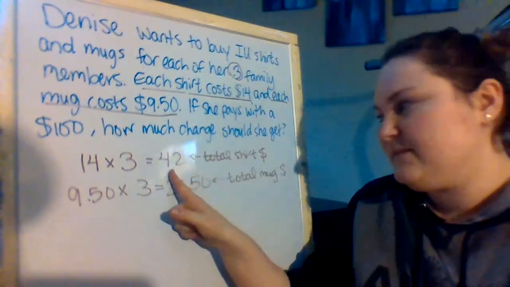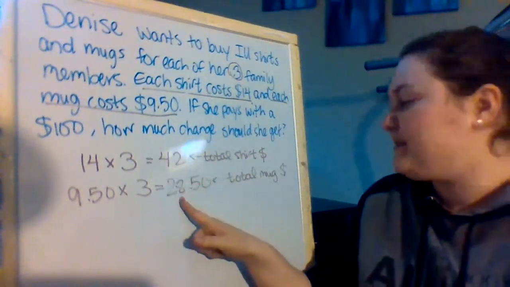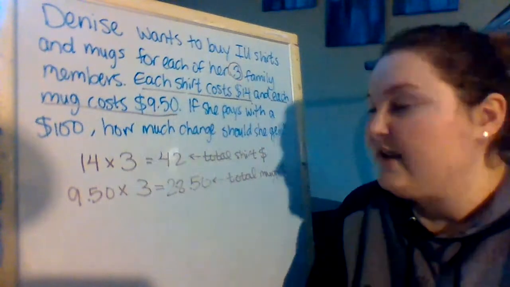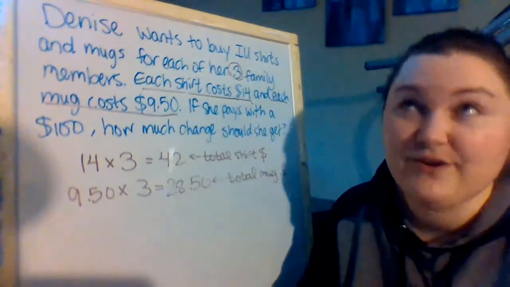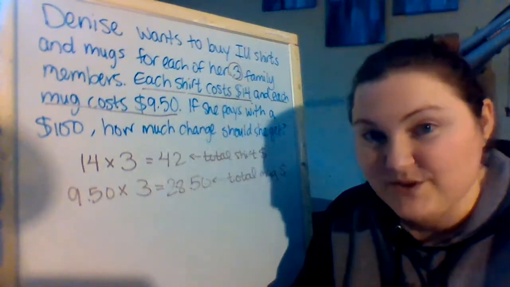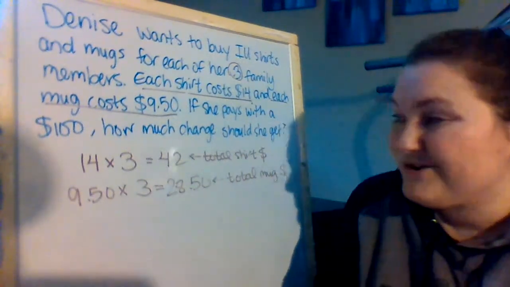So we found this is how much money she's spending on the shirts. This is how much money she's spending on mugs. Remember, we're trying to answer the question how much change she should get. In order to figure out how much change she should get, we need to know how much total money she's spending. What should our next step be?